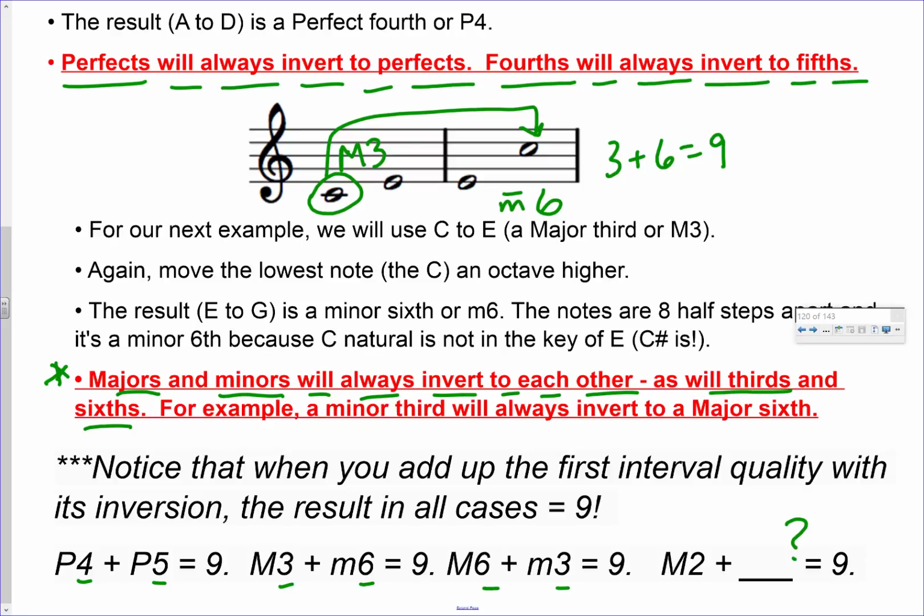Do you know the answer to this? A major second plus a what will equal a ninth? Hopefully you said minor seventh, because remember, when we're dealing with interval inversion, majors invert to minor, minors invert to major, and perfects invert to perfect, and they equal 9.